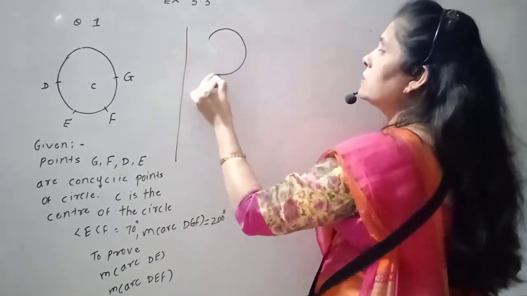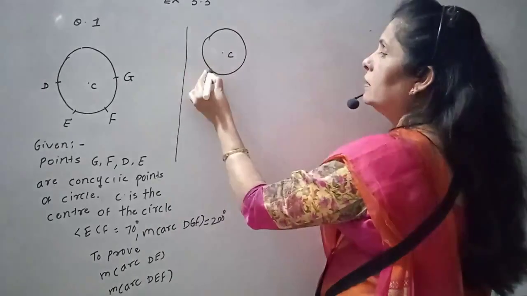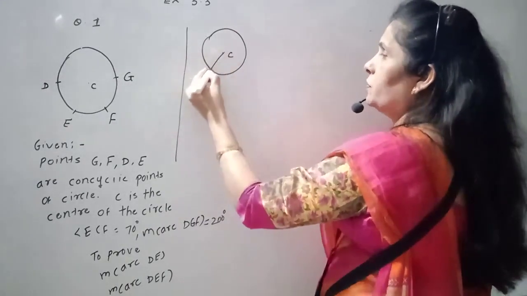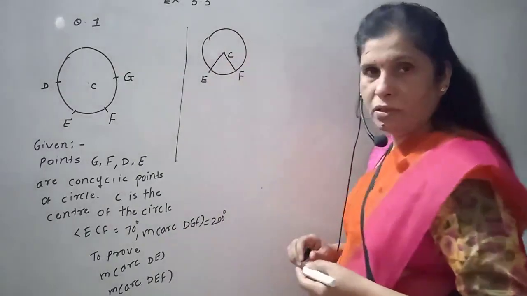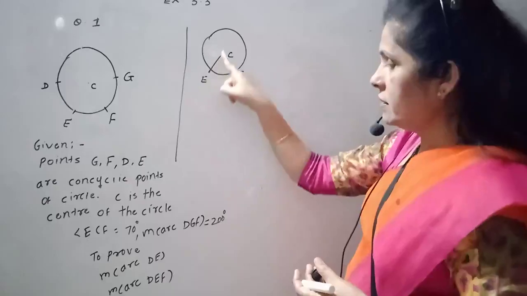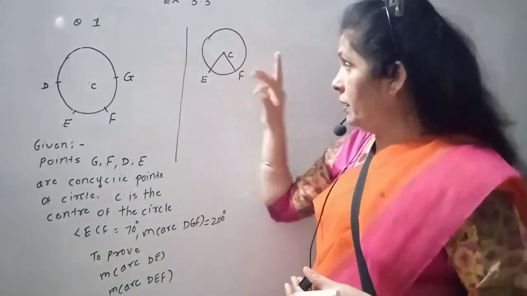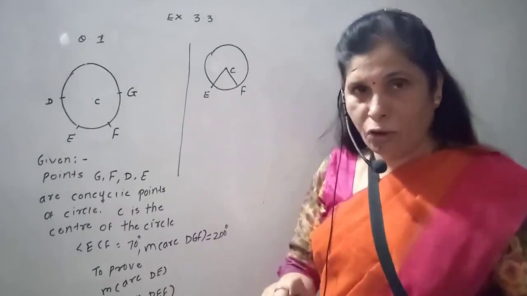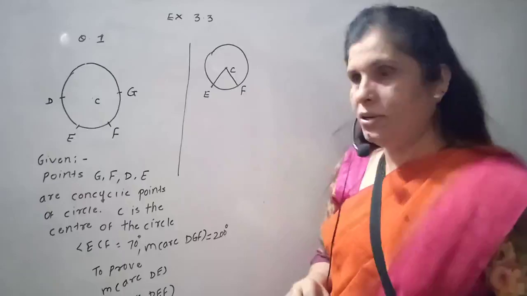Again I will draw a circle. C is the center of the circle. CE is a radius of the circle and CF is a radius of the circle. Therefore, here is angle ECF. In angle ECF, the vertex of the angle is the center of the circle. Therefore, this ECF is a central angle.